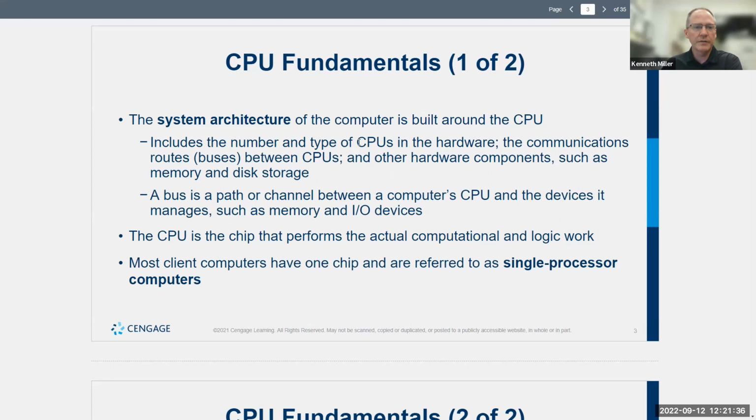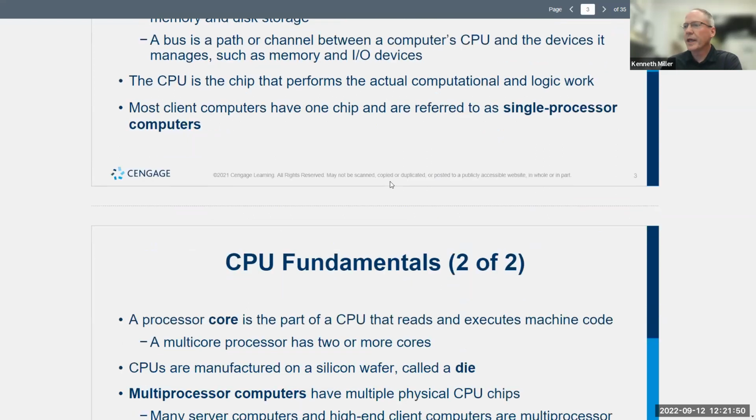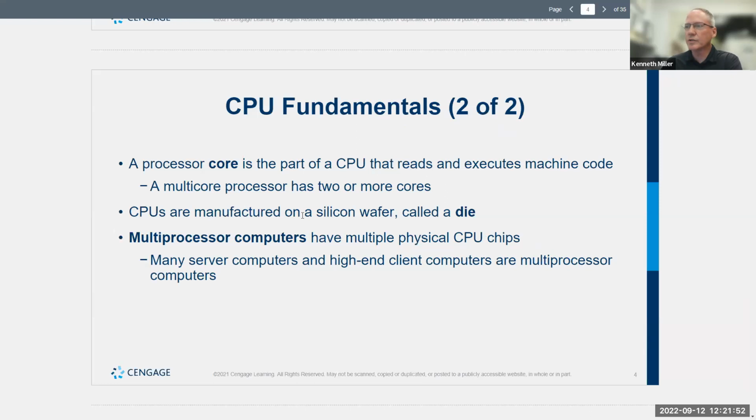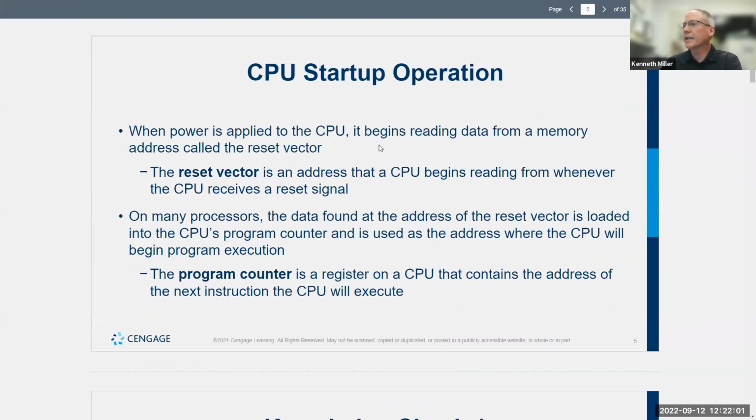The CPU is the brain of the computer, so everything goes around it. And early computers, most client computers have one chip, which means it's a single processor. And then most processors today have multiple cores. Multi-processor means there's more than one CPU socket. The CPU reads data directly from memory in what's known as the reset vector. And that's the address that a CPU begins reading from whenever the CPU receives a reset signal.